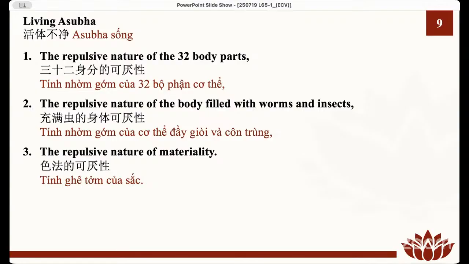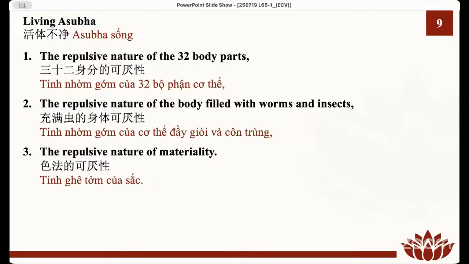Three, the repulsive nature of material. Here in this part, we have to explain many different things. For example, dukkha, or being full of suffering. This is one of the conditions to understand. Another thing is asuchi, being in disgust. This is also called the nature of material in this body.